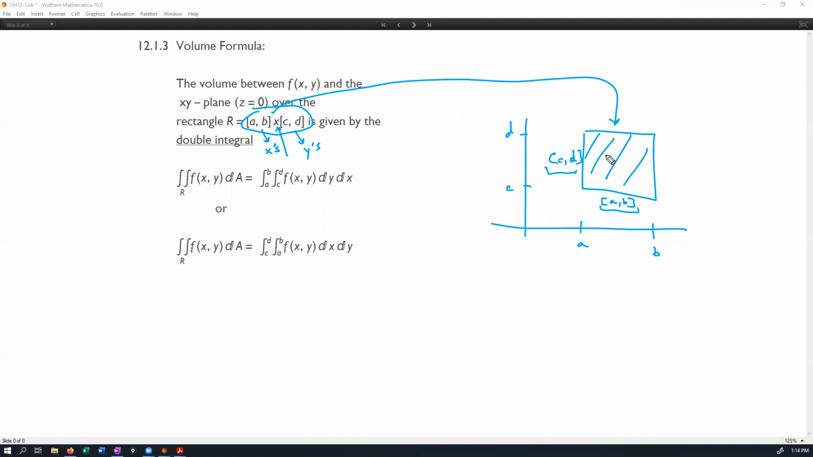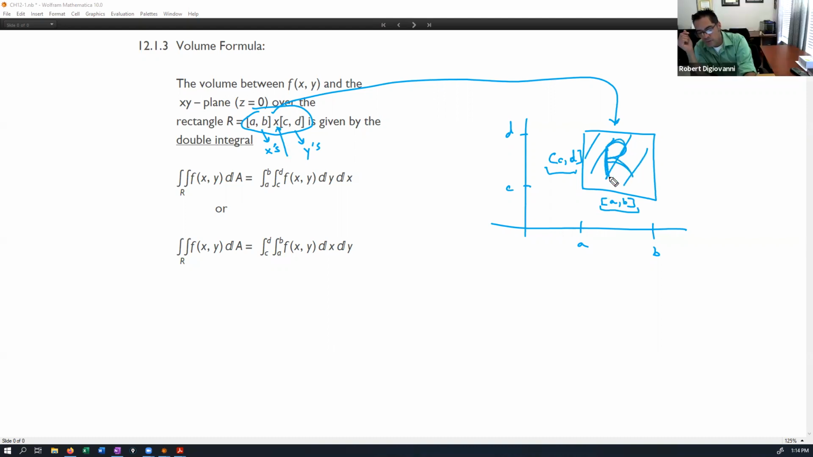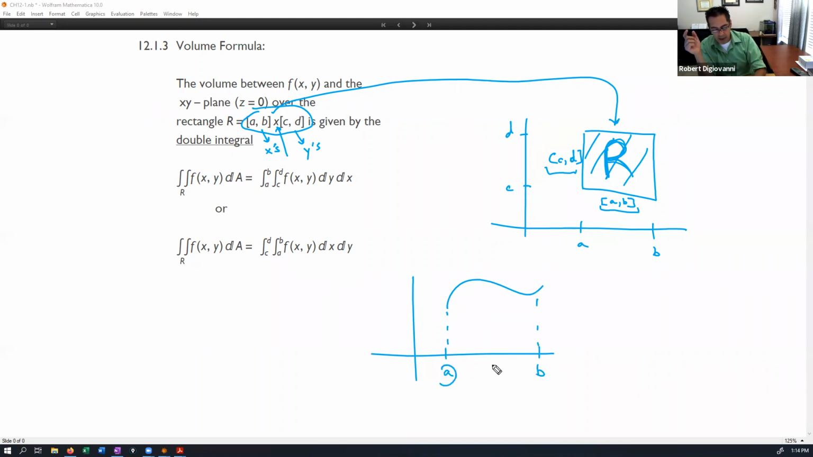And this is called capital R. That's our region. So back in Cal 1, when we're doing the area under a curve, our integral goes from a to b, so our interval is just [a, b]. Here, because we're talking about a two-dimensional region on the ground, capital R, this region is going to be some interval for x and some interval for y.